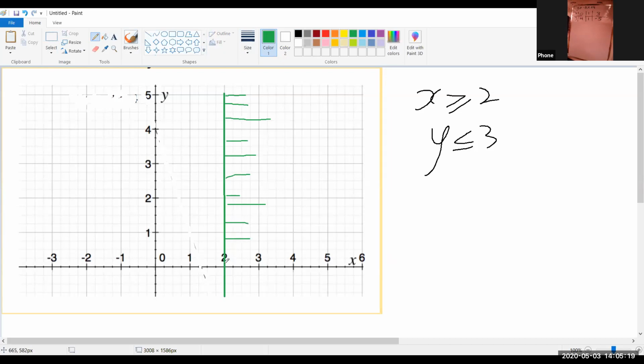So I have a question, right? If x is greater than or equal to 2, since it said equal to, right?